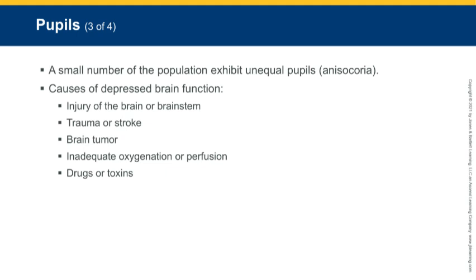There are several potential causes of abnormal pupil reactions. These include head trauma, stroke, brain tumors, inadequate oxygenation or perfusion, and drug or toxin exposure. If a patient presents with abnormal pupils, further neurological assessment is necessary.